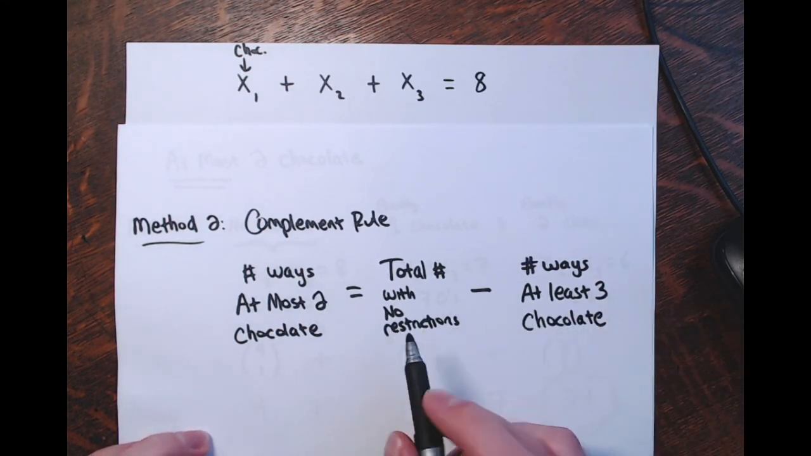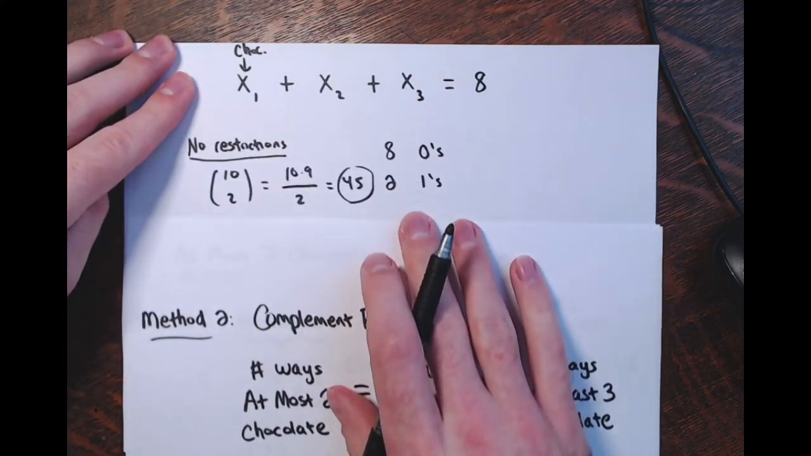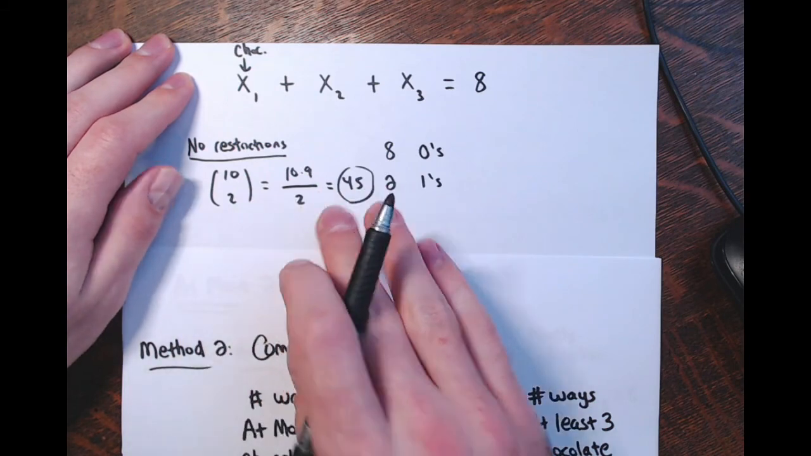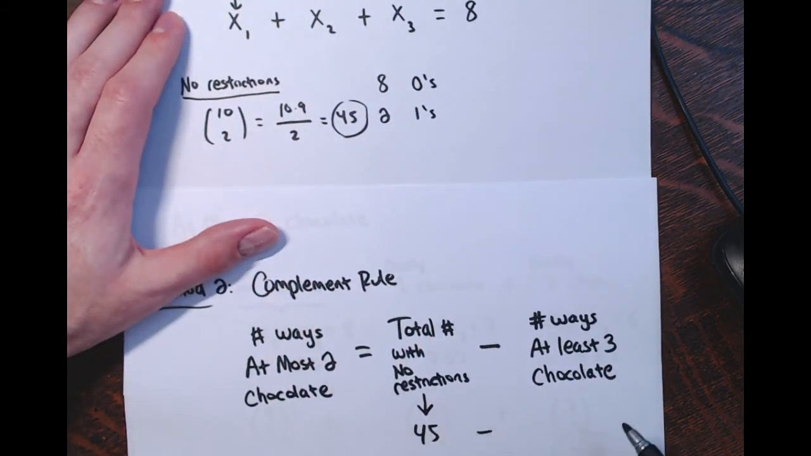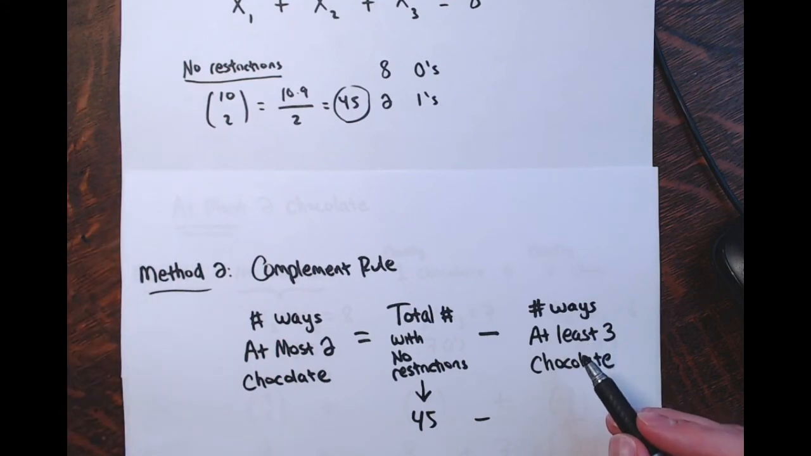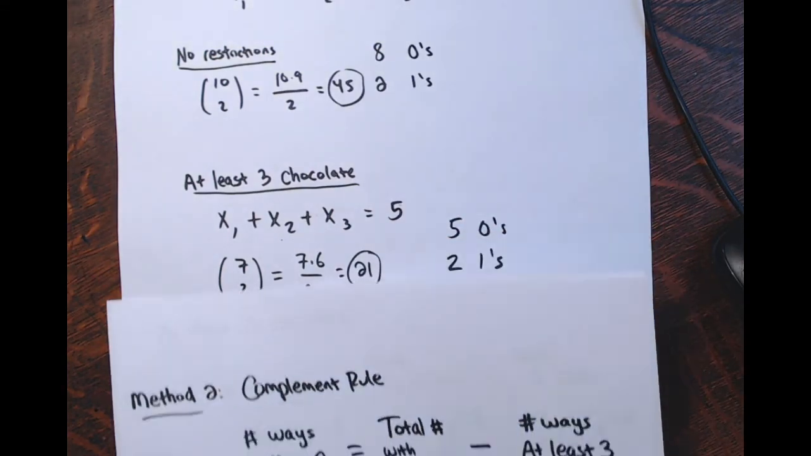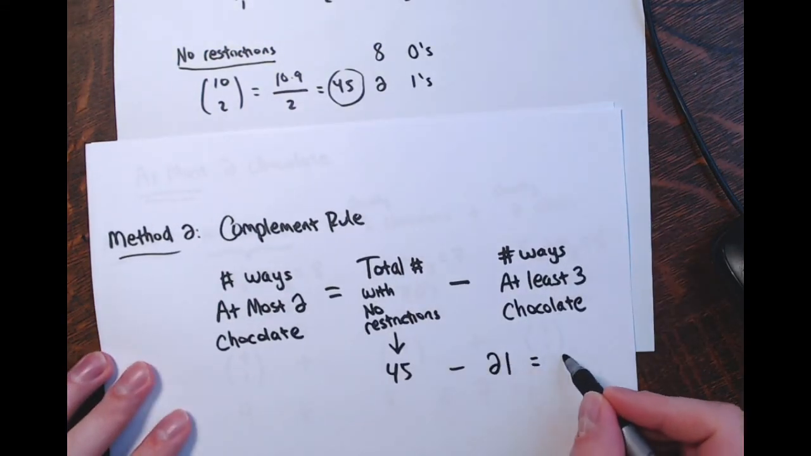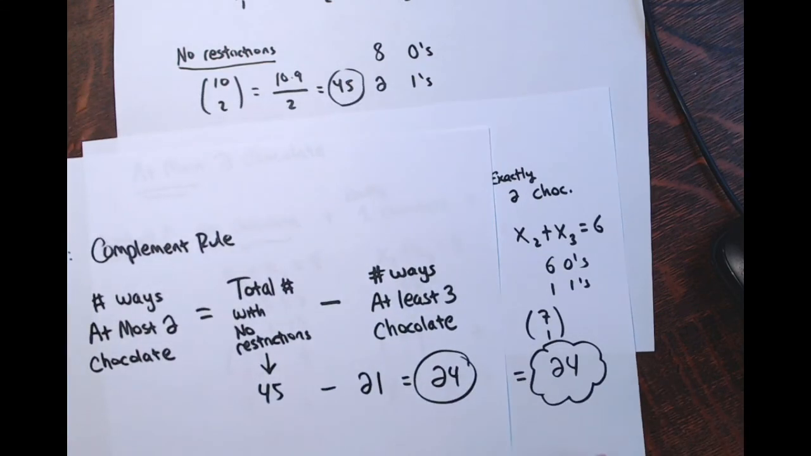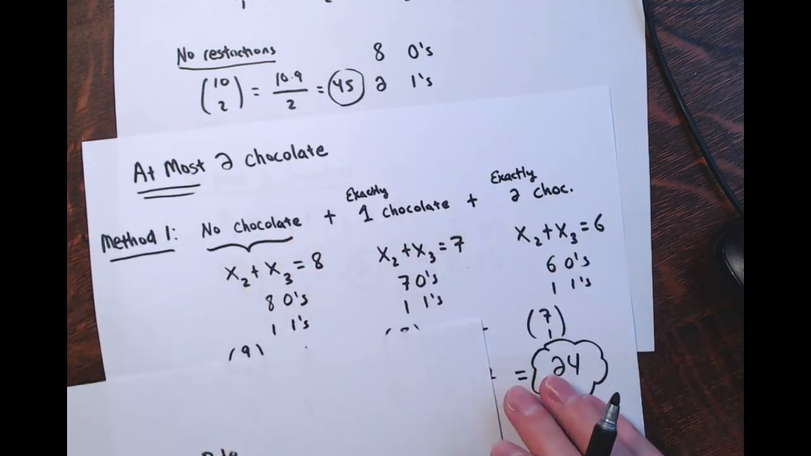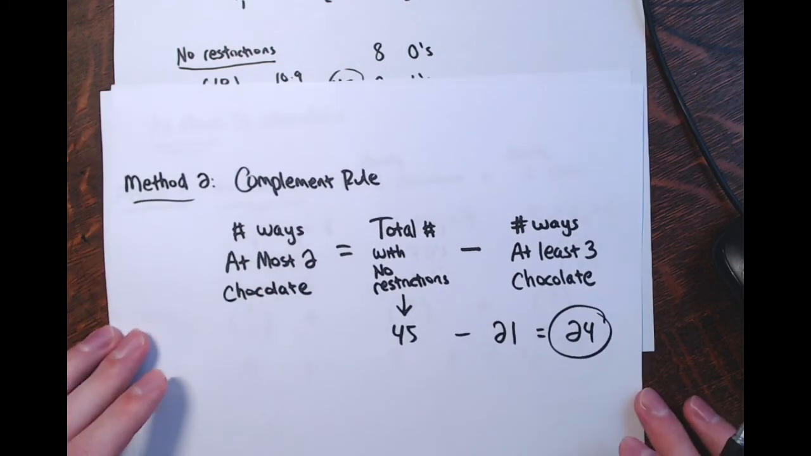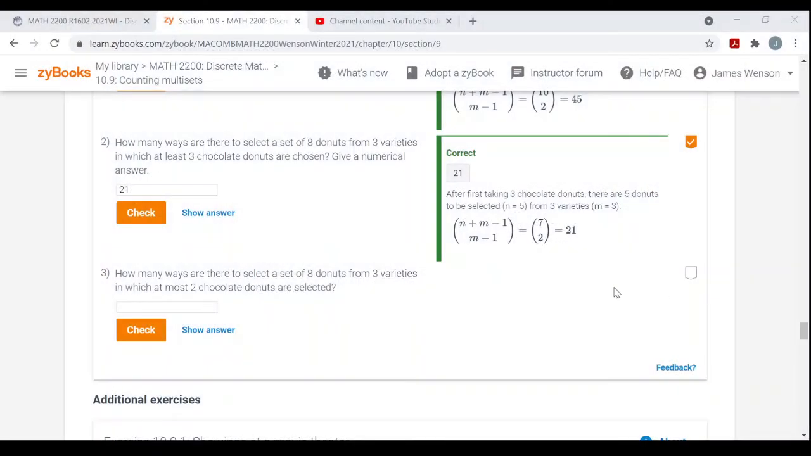And both of these we found in part A, right? The total number of ways to select eight donuts with no restrictions was 45. And the total number of ways to select eight donuts from these three varieties where at least three are chocolate was from part B, which was 21. And 45 minus 21 is 24. Exactly the same thing I got earlier when I separated into the three different cases and added them up. So either way, I'm getting 24 ways to select these eight donuts where at most two of them can be chocolate.